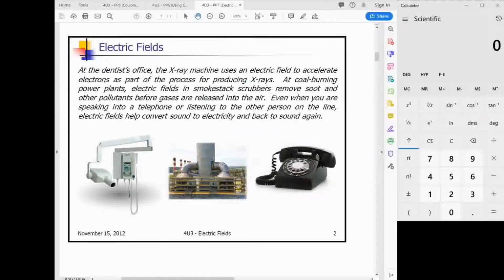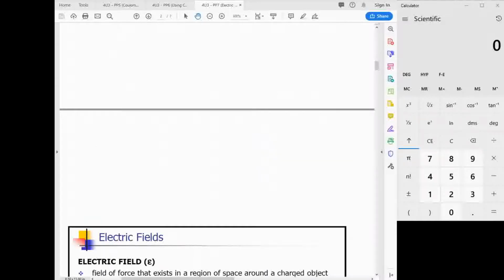A telephone, this is an old rotary telephone that's shown here. Basically what happens with a telephone is it converts your sound into an electrical signal and then back to sound again. And this is done through the use of an electric field as well.